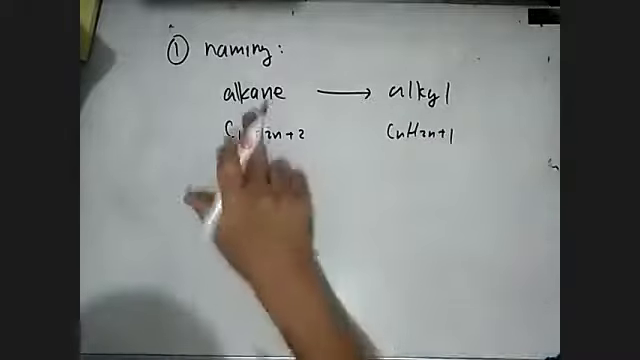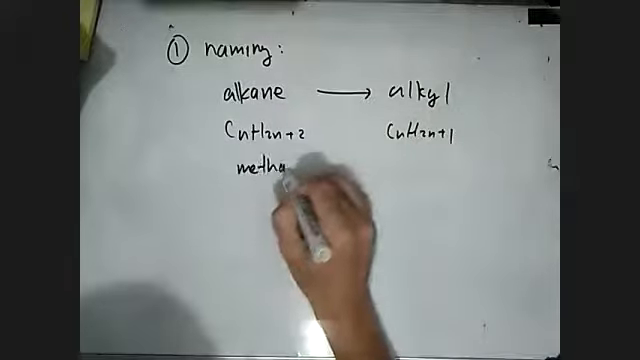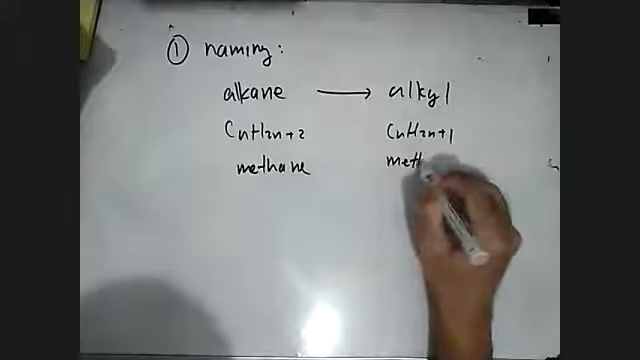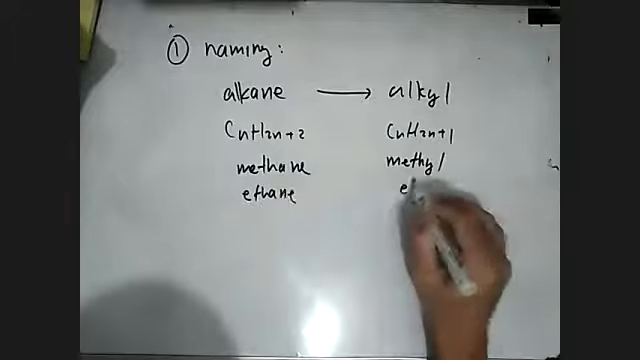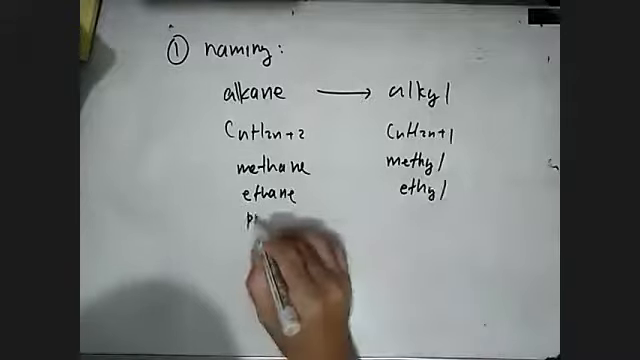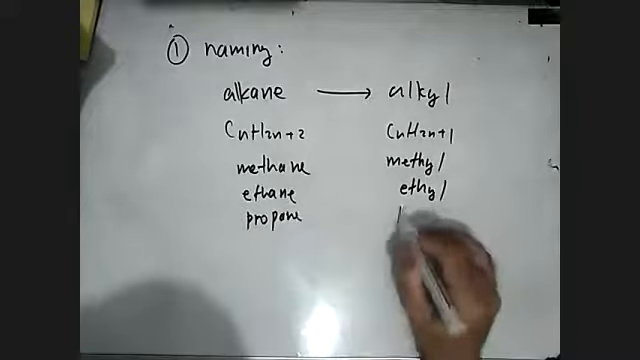So if we have methane, it becomes methyl. For example, methane becomes methyl. If we have ethane, it becomes ethyl. If we have propane, it becomes propyl.